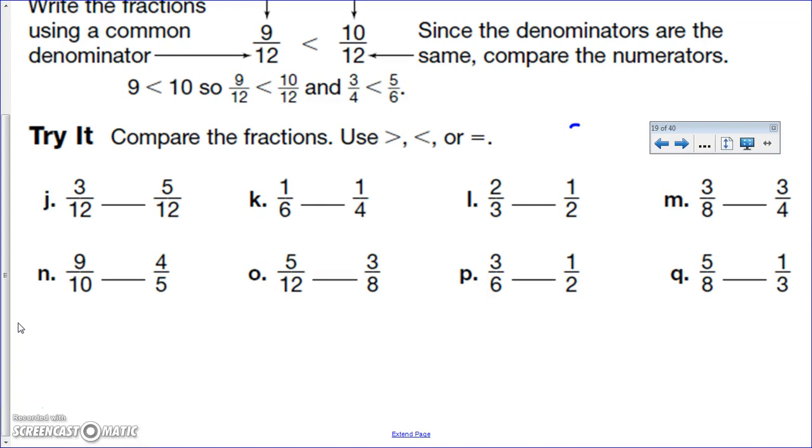So for J, we have 3/12 and 5/12. They already have the same denominator. We know that 5/12 is greater. For K, we have 1/6 and 1/4, and if we go back to our rules from the beginning, we know that if two fractions have the same numerator, the smaller denominator is actually a greater fraction. So we know 1/4 is greater than 1/6.